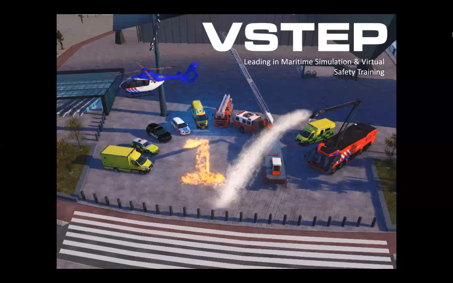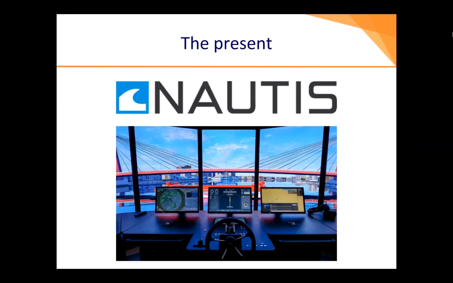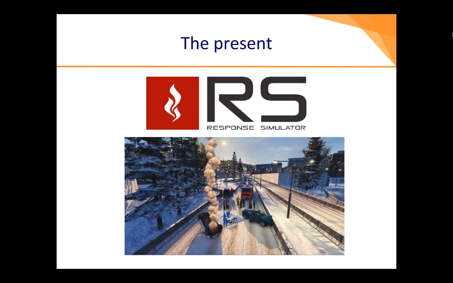So, VSTEP is a company based in Rotterdam. We are one of the leaders in maritime and virtual safety simulation solutions. We have around 70 employees working in our headquarters in Rotterdam. We have been established in 2002. We focus on two products. I'll very shortly touch on Nautus. This is our maritime simulator and has also been the base for the Response Simulator product. And this is Response Simulator. This is a screenshot of our virtual safety training solution.